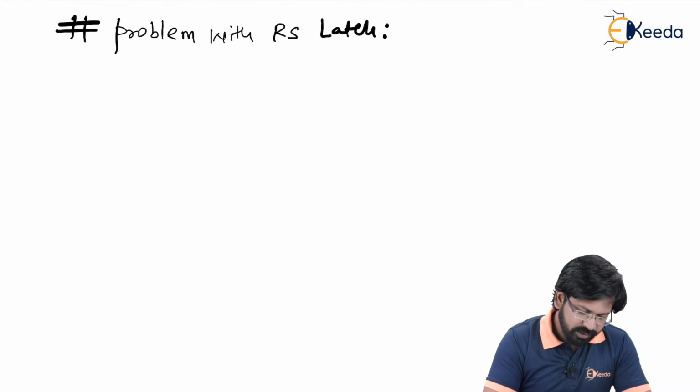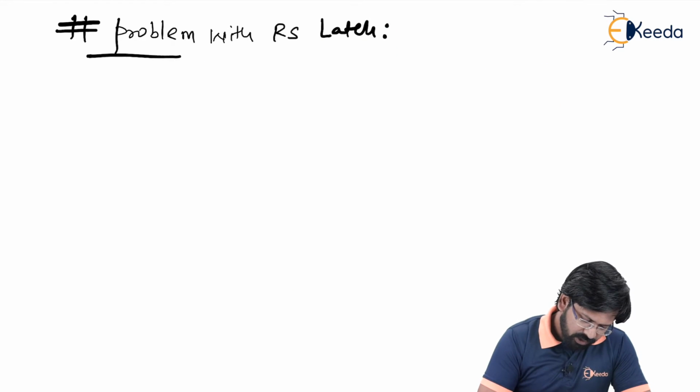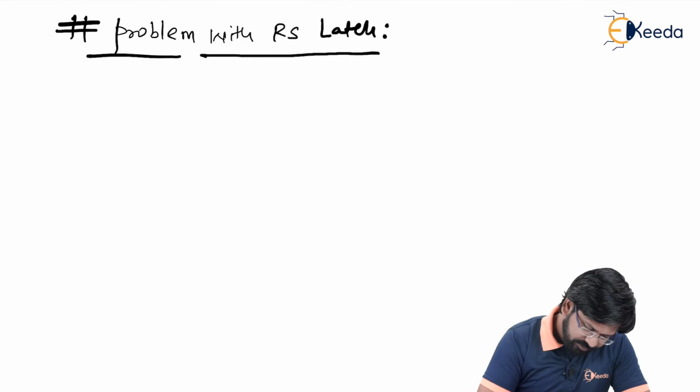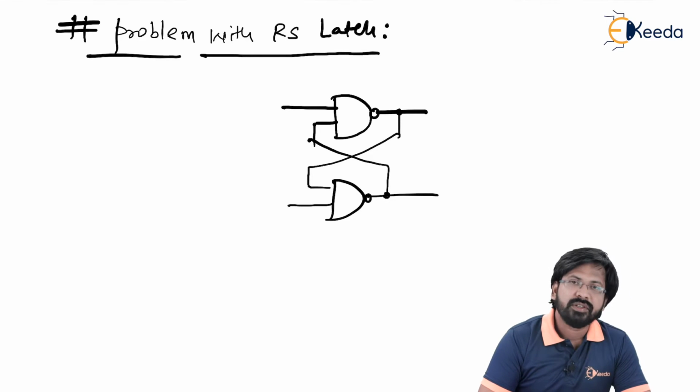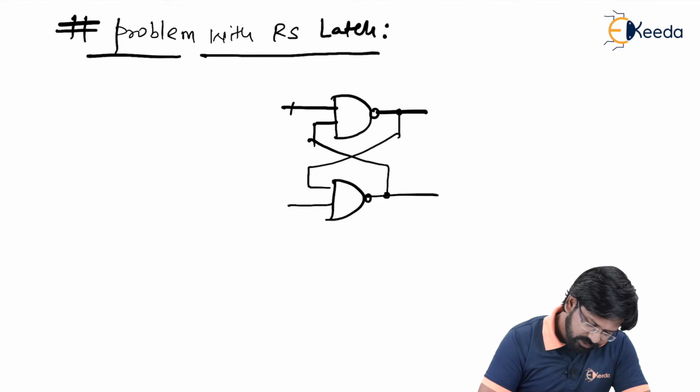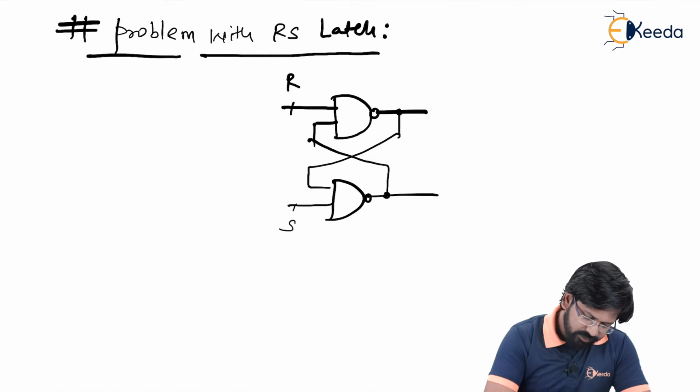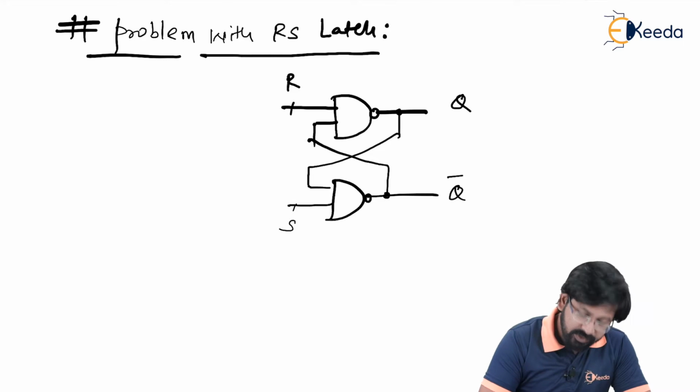So let us begin with the problem with RS Latch. First of all, let me draw the RS Latch. I'm sure you remember the inputs of these NAND latches were R and S and the outputs were Q and Q bar. So let us summarize this RS Latch.